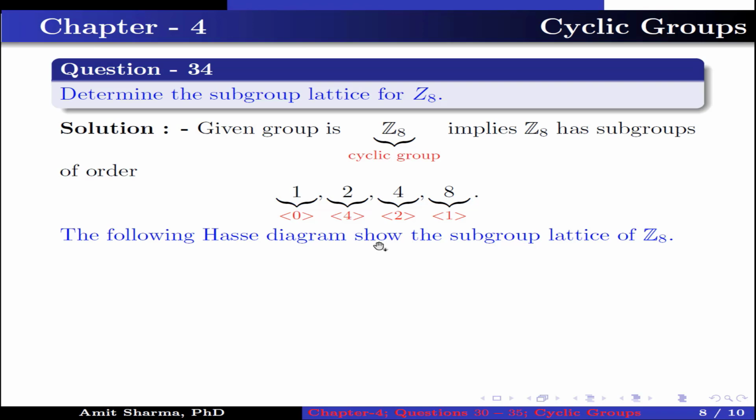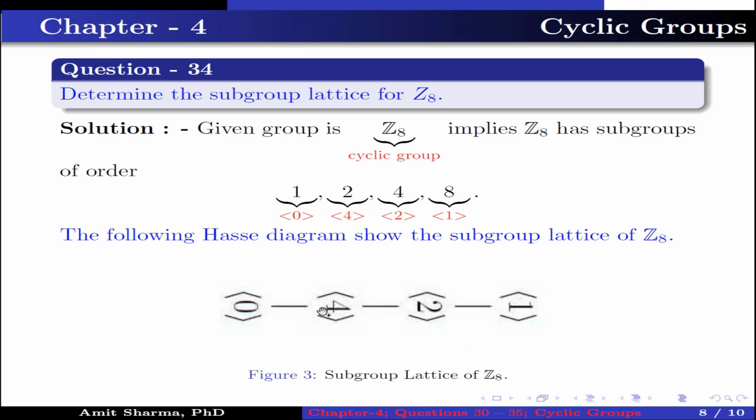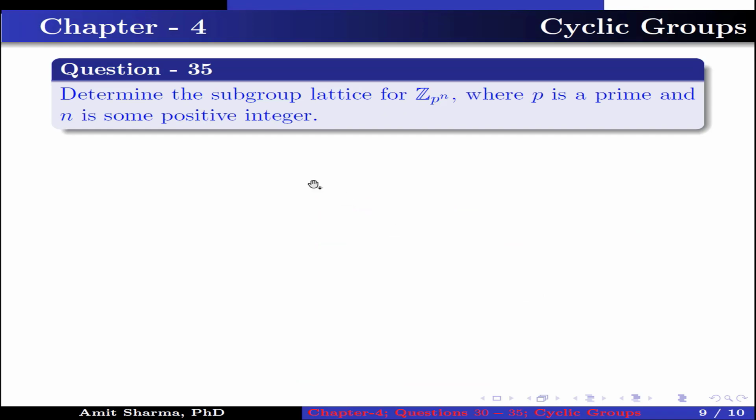The following Hasse diagram shows the subgroup lattice of Z8. This is the subgroup lattice of Z8. The subgroup generated by 0 is contained in the subgroup generated by 4, and the subgroup generated by 4 is contained in the subgroup generated by 2, and the subgroup generated by 2 is contained in the subgroup generated by 1.